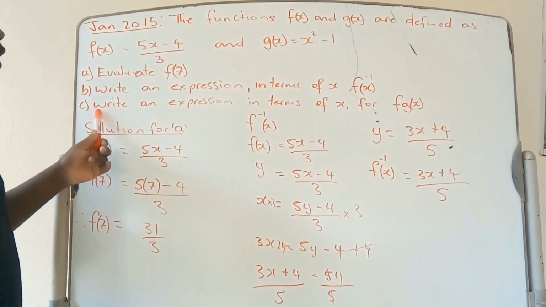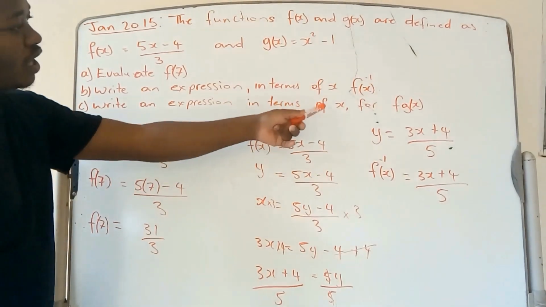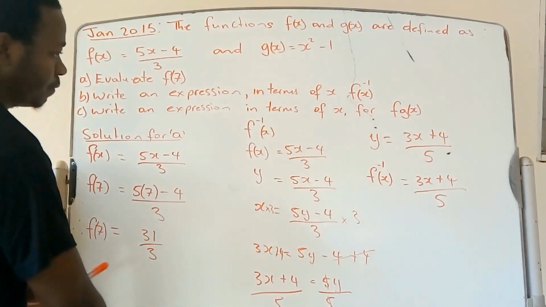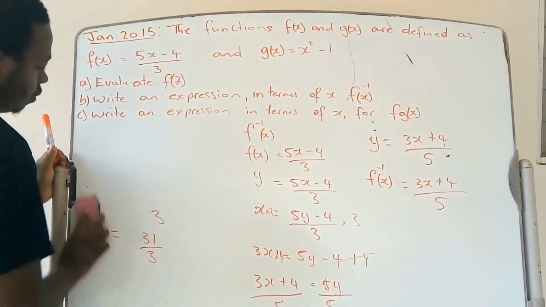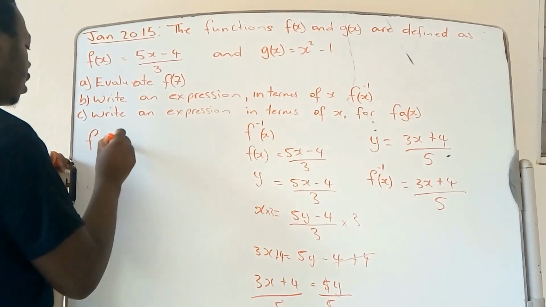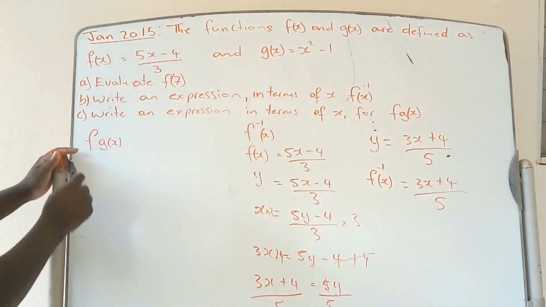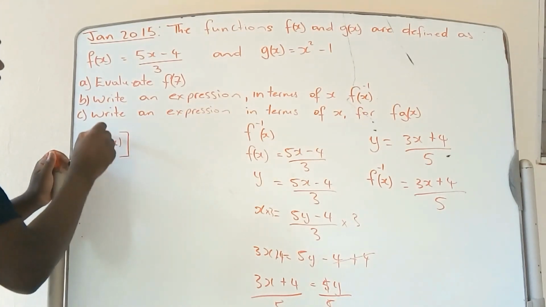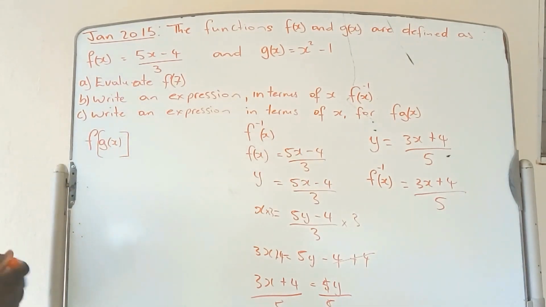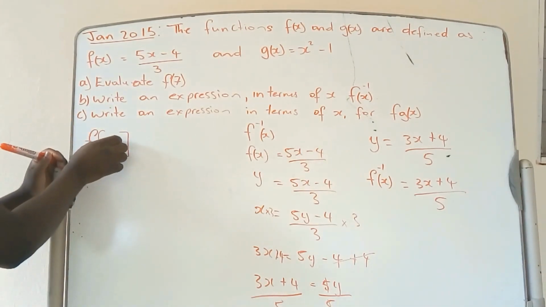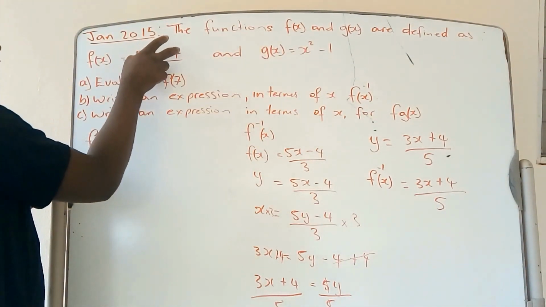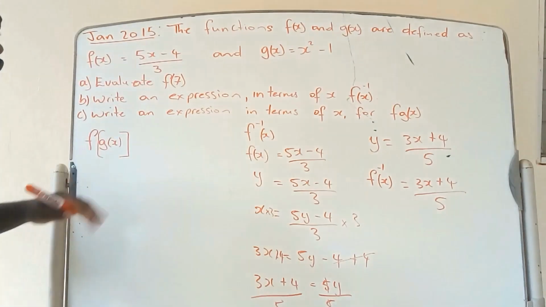It says, write an expression in terms of x for the function f of g of x. Right? So we know that f of g of x means that we are putting the function g of x into the function f of x. So that's what this means. We're putting g into this function f of x to create a new function, right?